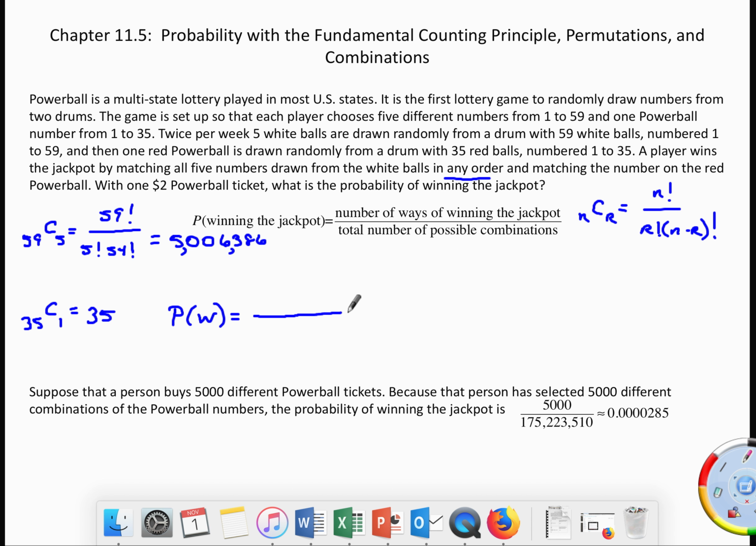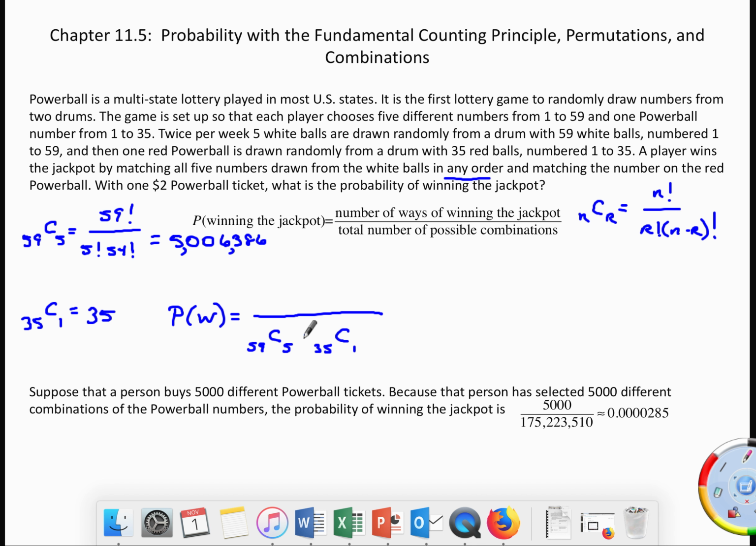So our denominator, the total number of possible combinations, so let's find the probability that we win, is going to be, and I'm going to write this like this. Our fundamental counting principle says we need to multiply these things together. If I know there's this many ways that I can choose a white ball, and this many ways I can choose a red ball, the fundamental counting principle tells me the total number of ways I can choose the white balls with the red ball. I multiply the options.